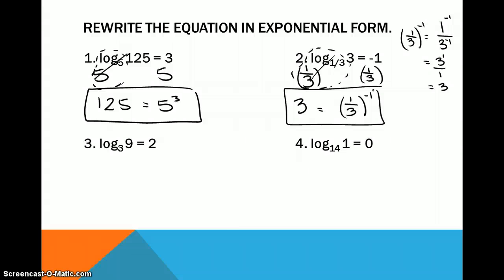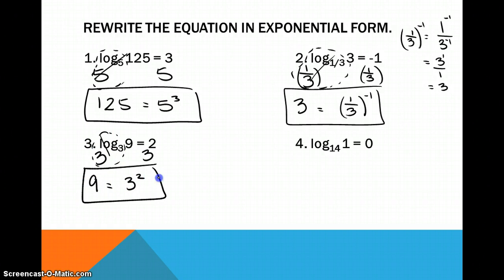Number 3, log base 3 of 9 is equal to 2. The base was 3, so I'm going to exponentiate with base 3. And these cancel out yet again, and I have 9 is equal to 3 squared. It's the truth. In exponential form, I should see an exponent, and I do.